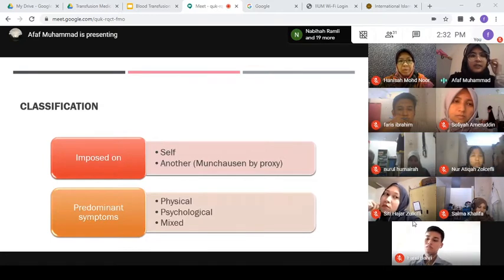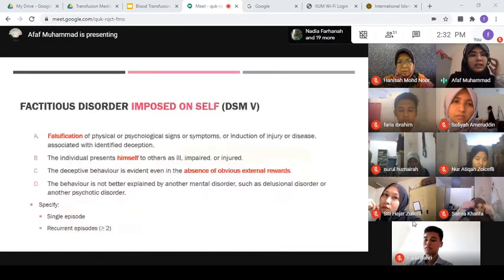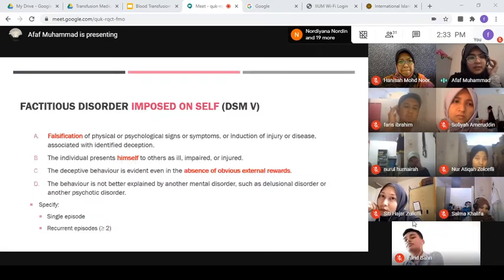Okay, so first we go to factitious disorder imposed on self. Again, this is the definition, which is falsification of symptoms or induced injury, associated with identified deception.